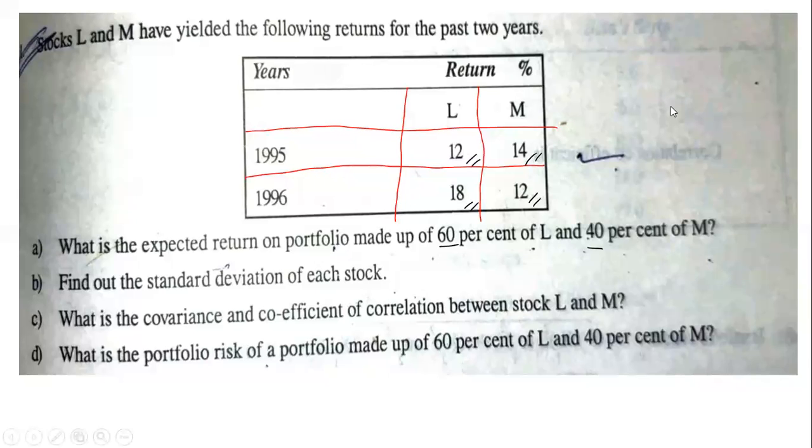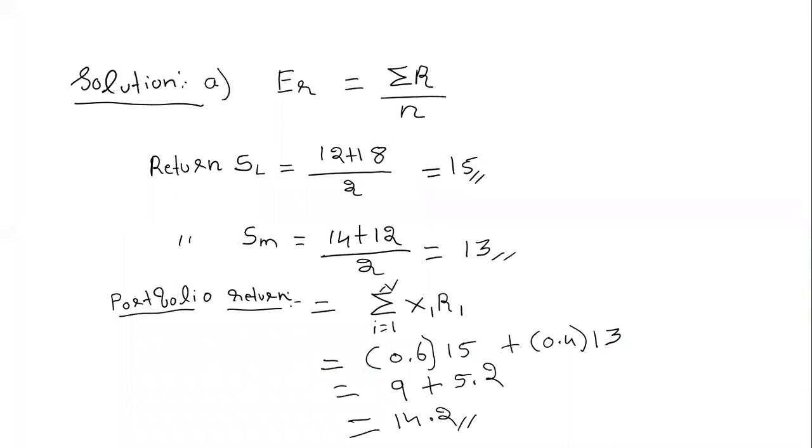Now the second question is, find out the standard deviation for each stock. So now we have to calculate the standard deviation of each stock. We have the returns with us, so let's calculate it. Now that is B, standard deviation. To calculate standard deviation, we are going to use the formula.